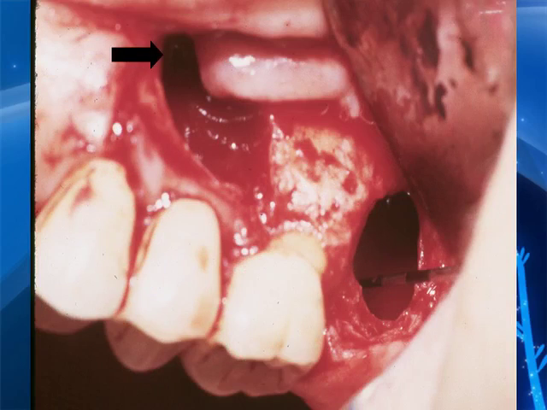Here's an actual photo after the surgery was done. See the arrow where the root tip was, and then you'll notice the areas where the bone tested that it wasn't very healthy. We actually were able to determine that there were some voids in the bone through the surgical procedure.